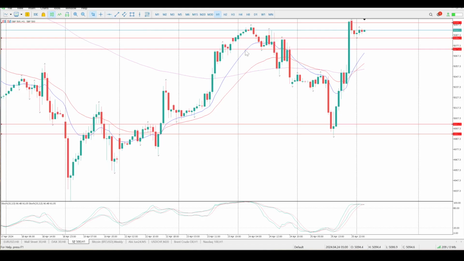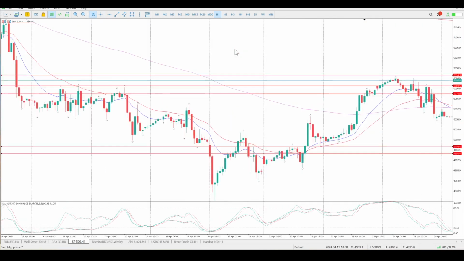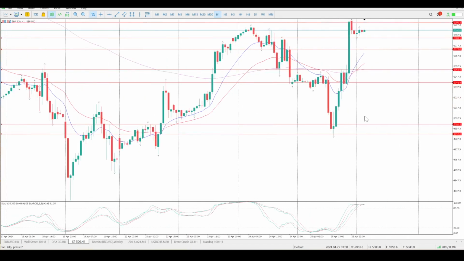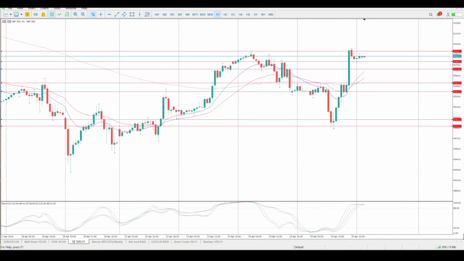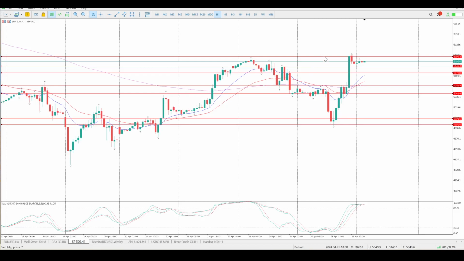And I'm just going to put a couple of levels in here. You see how strong this zone is that we're in right now. So you can see all the levels that we've got here. The first one is obviously 5100. Then we have 5085, we have 5073, and then all the way down here at 5050.